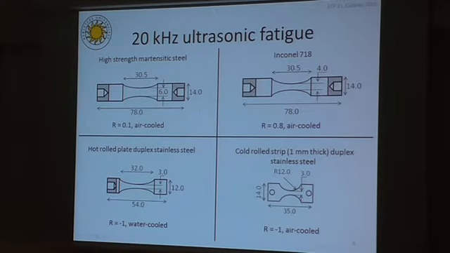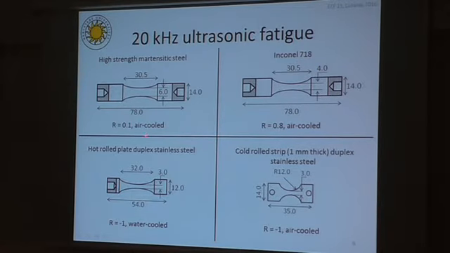The specimen design was hourglass shaped and cylindrical. For the cold rolled strip 1 millimeter thick duplex stainless steel, we had to design the specimen together with special fixtures in order for the whole assembly to have a natural frequency of 20 kilohertz.